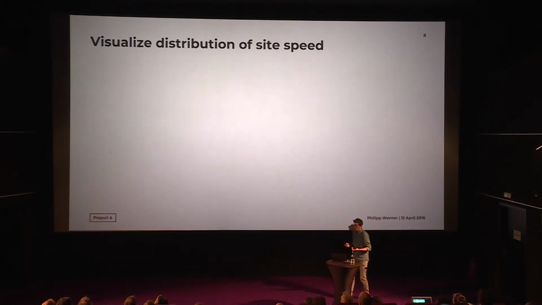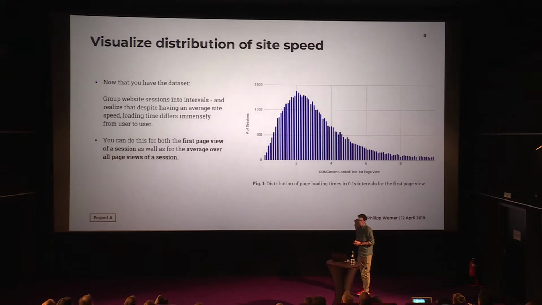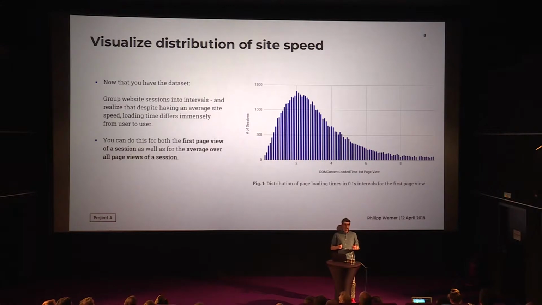Well, now we have the data set, and we want to visualize it. So this is basically what we did. We grouped all the website sessions into intervals. This is 0.1 second intervals. And what you get is a nice little distribution of your page loading time. It also serves as a cool reminder that you have an average page loading time, but actually it loads differently for every single user. It's very, very worth remembering, I guess.